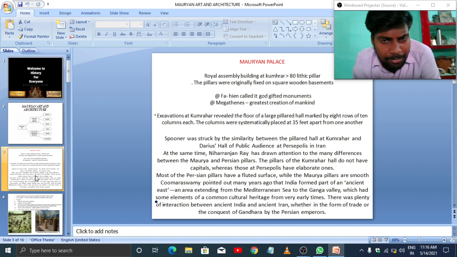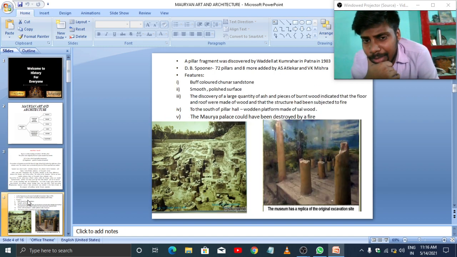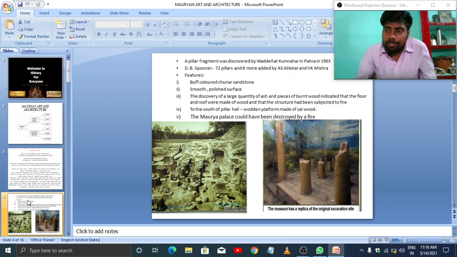So basically in this video I talk about Mauryan pillars. One of the important aspects is the wooden platform. To the south of the Mauryan pillar hall there were wooden platforms, and that wood was sal wood, which was found from Sundargarh. I have stated that the wood was the supporting base, and that wood was from Sundargarh, which lies in Odisha. And that wood was sal wood.